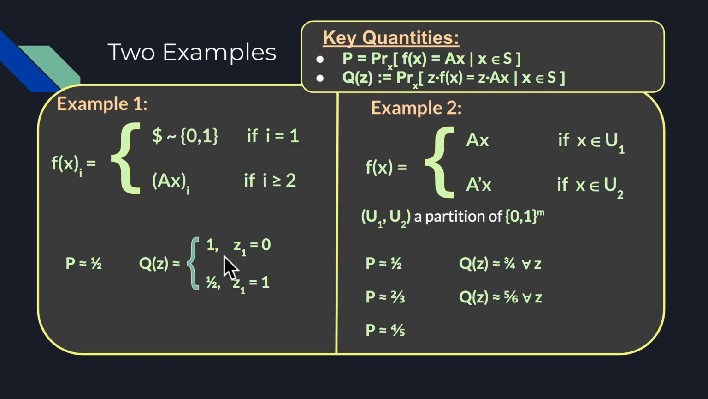In this example, the first bit's random, everything else is equal to A of X. So P is 1/2 because it's just dependent on the first bit, but what's Q of Z? If Z1 is 0, then you're killing the first bit of the output, so it's just going to agree perfectly. If Z of 1 equals 1, then your inner product Z times F of X is just a random bit. So the chance that it agrees with Z times A of X is just 1/2.